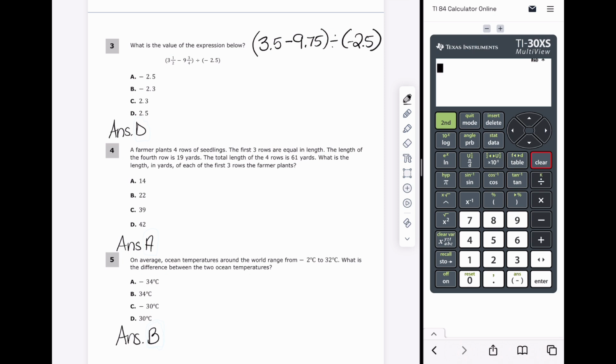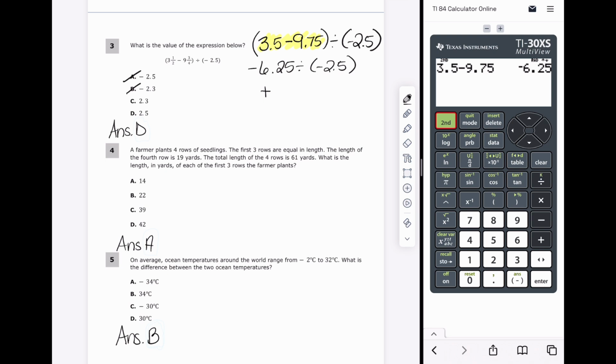So let's now go into it using order of operations. I'm going to do this part first, and you can use your calculator. 3 5/10 minus 9 75/100, and I know I'm going to get a negative number because 9 is way more than 3. I'm going to get negative 6 25/100, and I'm going to divide this by negative 2 5/10. Now, just looking at this, I have a negative divided by a negative, so I already know my answer is going to be positive. So I'm eliminating A and D already.